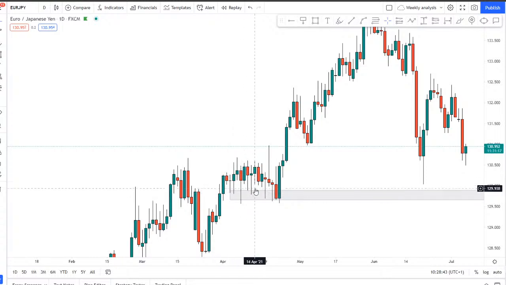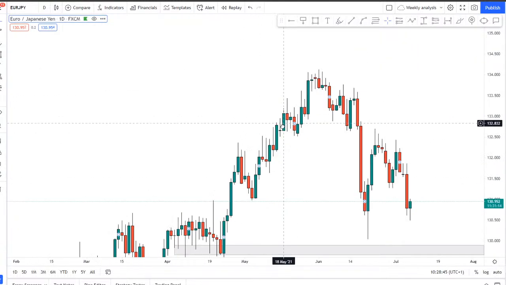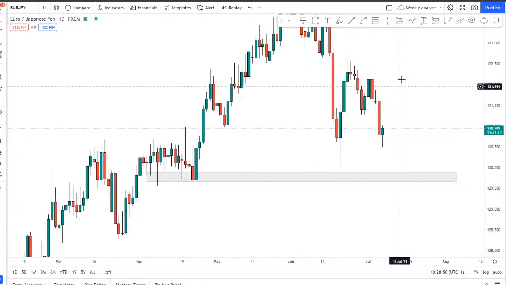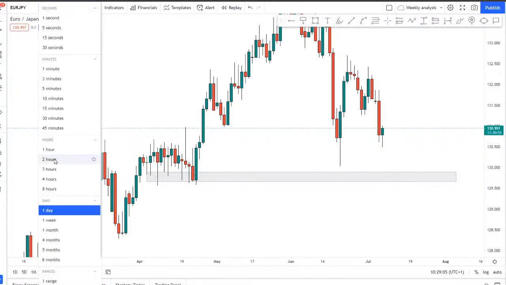We did consolidate here for some time, and then we had a big colossal move to the upside, all the way up to 134 from 130. So I do see the price coming back down, testing this area, maybe wicking past it, and then we might see some upside or whatever. We'll cross that bridge when we get to it. But yeah, Euro JPY does look good for more shorts back down into this support just underneath 130.